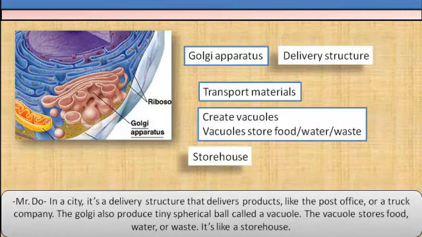The Golgi also produces a tiny spherical ball called a vacuole. The vacuole stores food, water, or waste. It's like a storehouse.